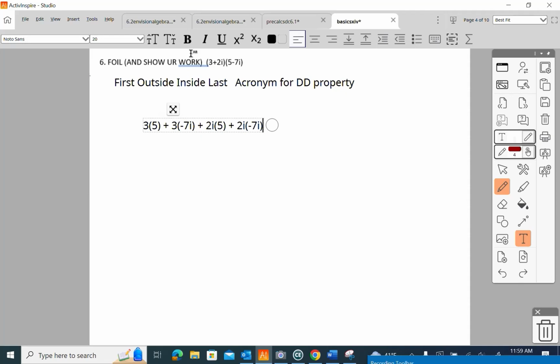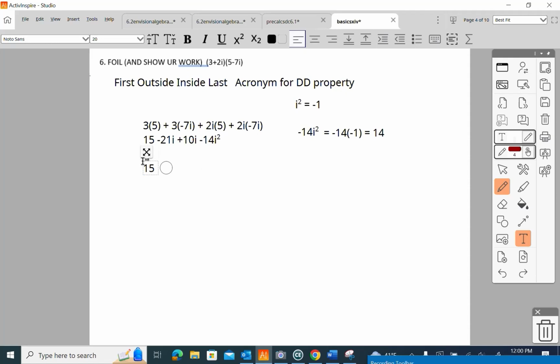And then I actually do the math. If you don't know what 3 times 5 is, push them buttons. If you don't know what 3 times negative 7 is, push them buttons. If you don't know what 2i times 5 is, push buttons. And then we have this last one, which is where you see most of your problems: 2 times negative 7 is negative 14, and you have i times i, which is i to the second power. Now, negative 14i squared: you have been required to memorize that i squared is negative 1. So negative 14i squared is negative 14 times a negative 1, which is a positive 14.